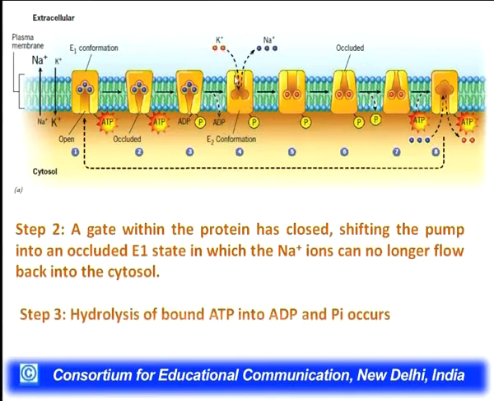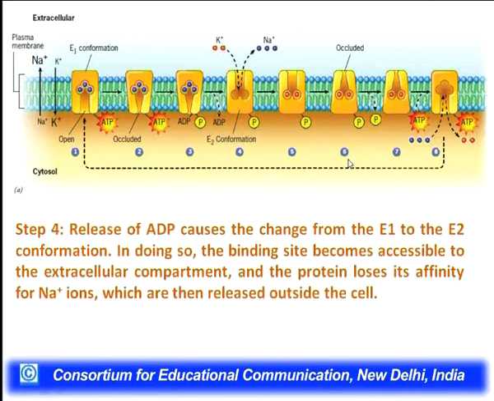This energy causes a change in the conformation of this protein molecule. So in step 3, in this particular state, the ATP hydrolysis has occurred and ADP and Pi are formed, and the conformation has changed from E1 to E2 conformation. In step 4, the release of ADP causes the change from the E1 to the E2 conformation. In doing so, the binding site becomes accessible to the extracellular compartment, and the protein loses its affinity for the sodium ions, which are then released outside the cell.